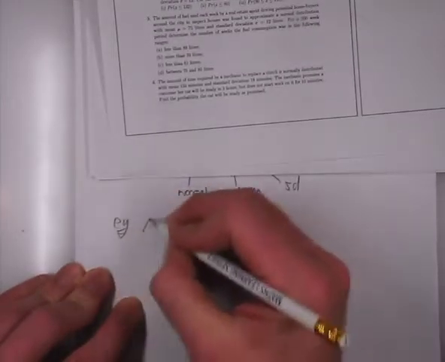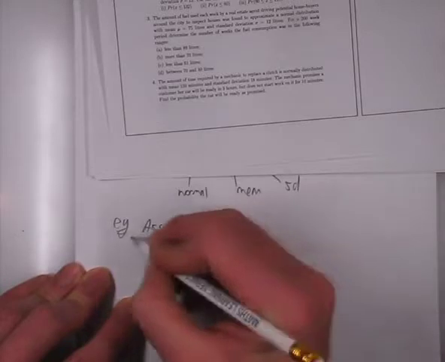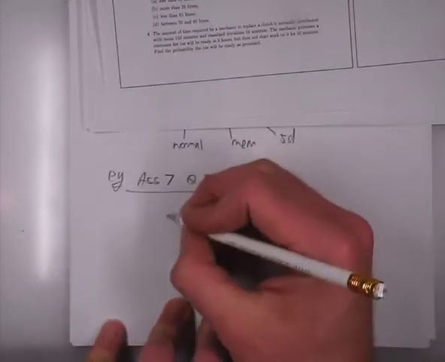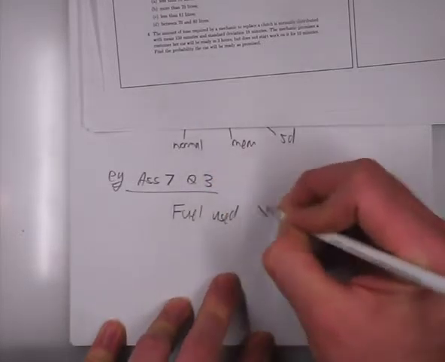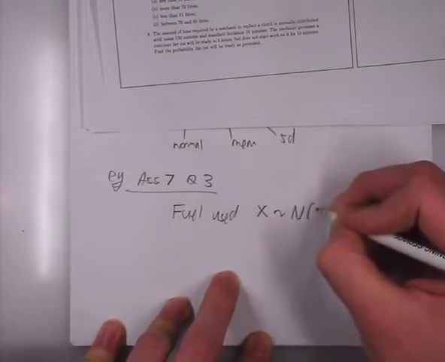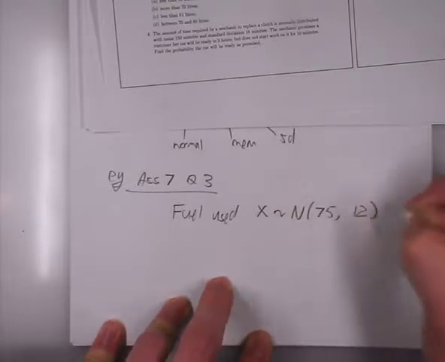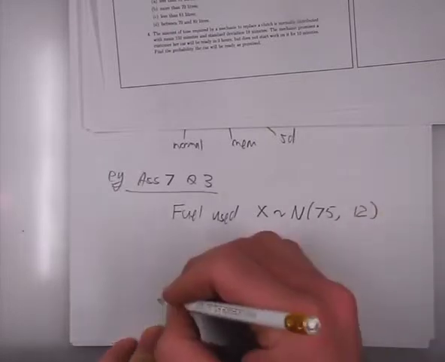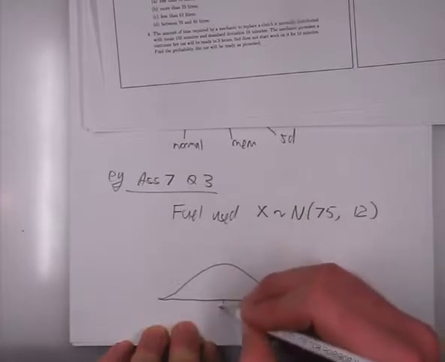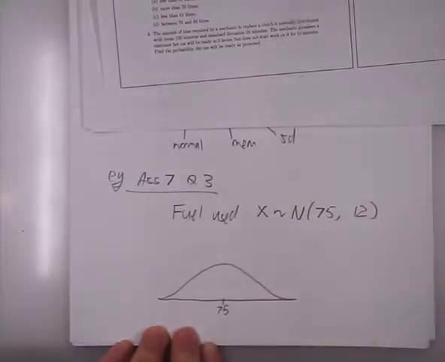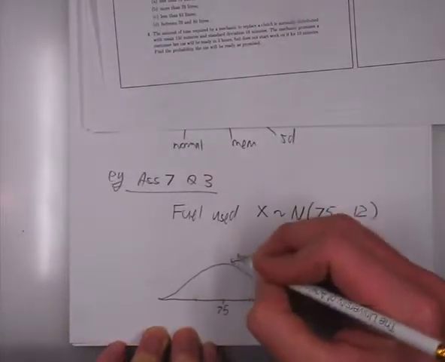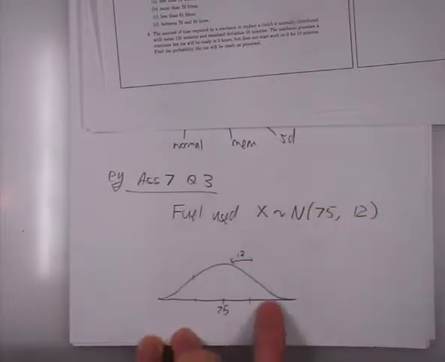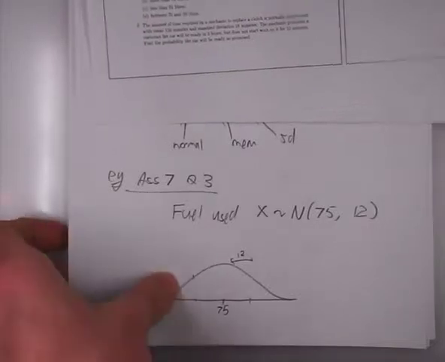So this one is assignment 7, question 3. So we have the amount of fuel used, let's call it X, is a normal distribution with mean 75 and standard deviation 12. So what that means is that we have this as all the possibilities for what could have been. 75 is the most likely thing to happen, and then we can go up and down sort of 12, and the further away you go, the less likely it becomes. Okay, cool. That's what the question said.